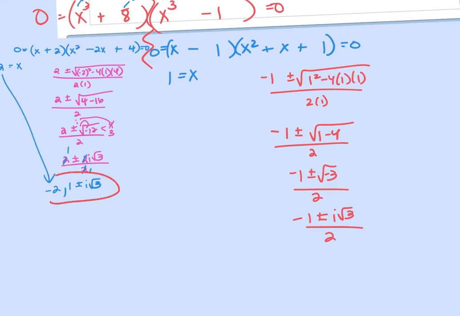So I've got these 3 answers. I've got x equals 1, and I've got -1 plus and minus i root 3 over 2. So 6 answers there. 1, 2, 3, 4, 5, 6, because those are plus and minus. But we don't have to write it like that. WebAssign wants them separated out, but as far as an open-ended question on a quiz or a test, you could totally leave it as plus or minus.